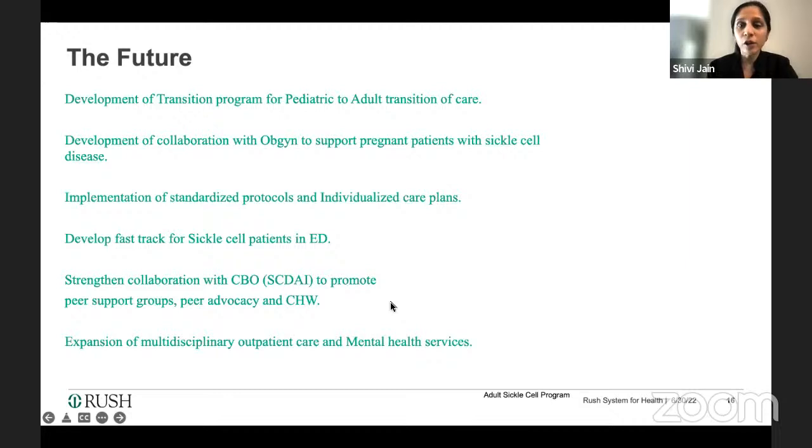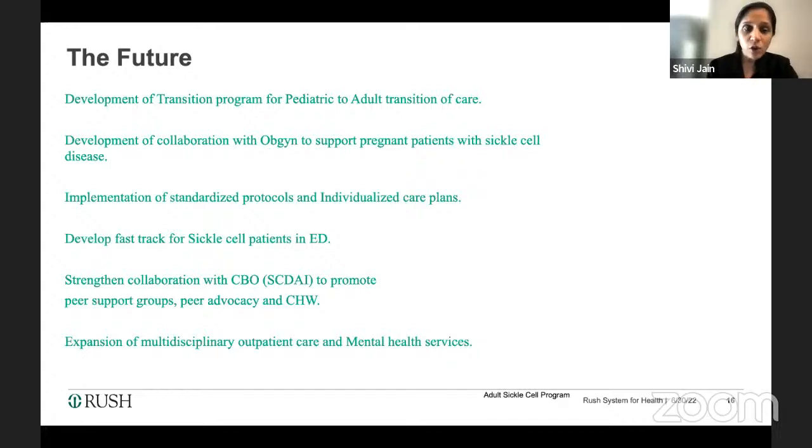And as I said, I have learned a lot from this summit today. So we need to develop a transition program from pediatric to adult. We also need to have a stronger program to support our pregnant patients with sickle cell disease. We are developing individualized care plans. We have about 8 of them right now, and we are working on implementation of those plans for our patients. With Dr. Martin, we are trying to develop a fast track for sickle cell patients in the ED so that patients don't have to wait hours.